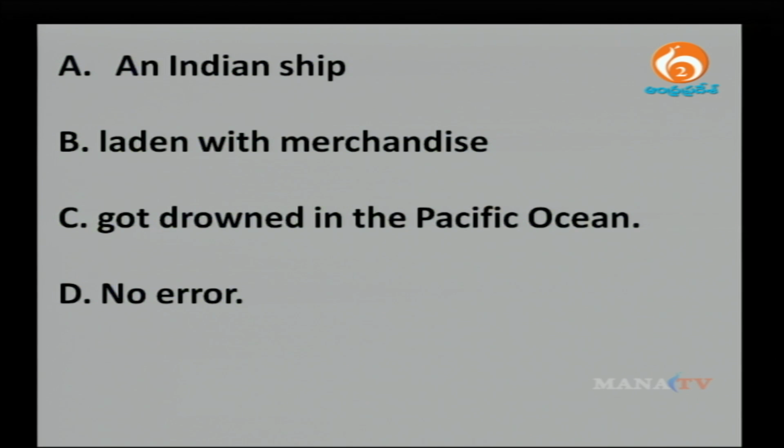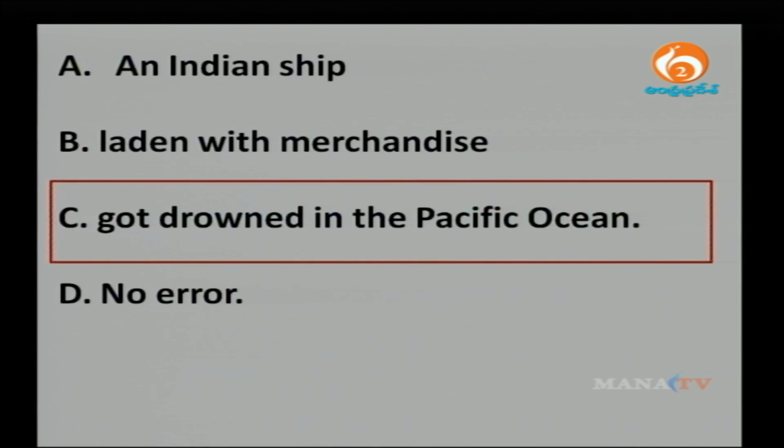You need to combine all the three sentences and then understand where the error lies. An Indian ship laden with merchandise got drowned in the Pacific Ocean. Now, the correct answer, or rather the sentence where the error is, is C, because an Indian ship laden with merchandise drowned in the Pacific Ocean. "Got drowned" is incorrect. It should be "drowned in the Pacific Ocean."